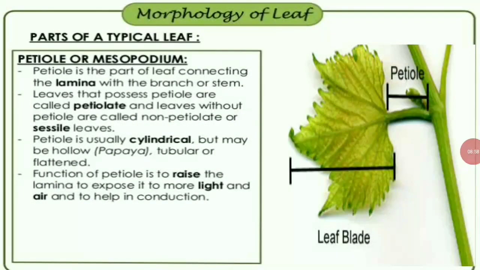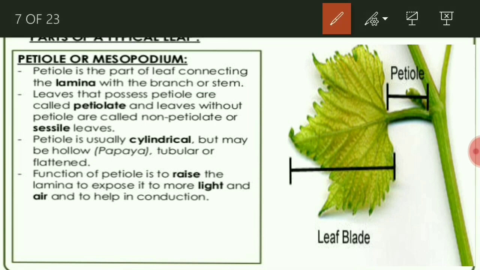The second part of the leaf is called the petiole or mesopodium. Petiole connects the leaf lamina to the stem. If a leaf possesses a petiole, it is called a petiolated leaf, and if a leaf is without a petiole, it is called a sessile leaf. And in the picture, a petiolated leaf is present.